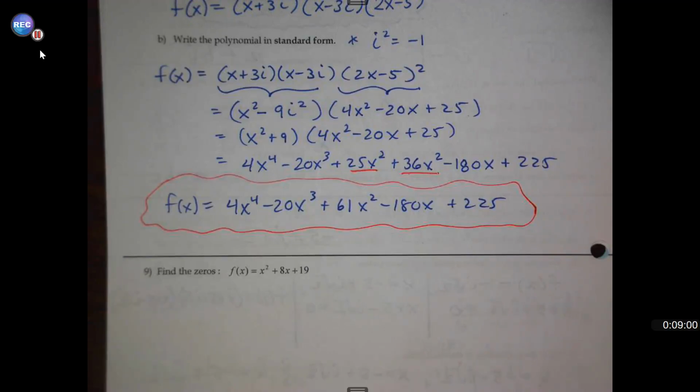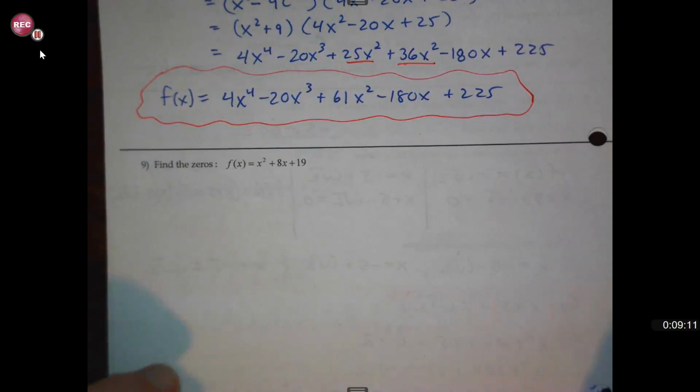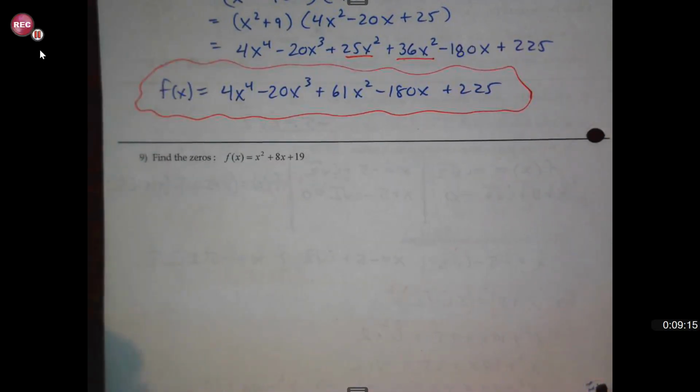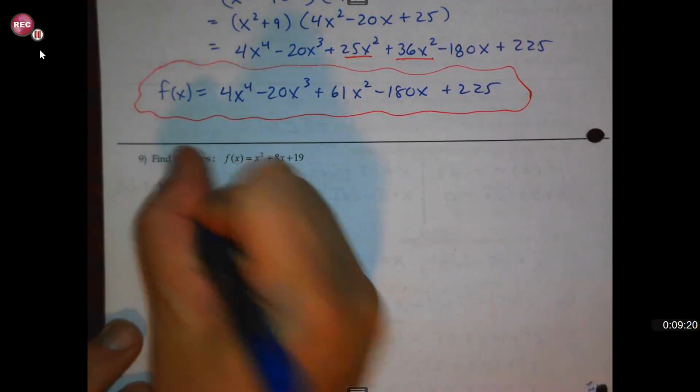All right, last one we're going to do in the video is number 9. Now you might be thinking, oh, this seems not too bad. It's just a quadratic, just finding the zeros. Now, if we try to set this equal to 0, it's not going to factor. So we're just going to review using the quadratic formula. So we're going to set our function equal to 0.